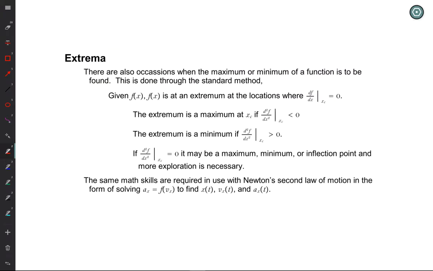Other things that we're going to be doing, some of these sooner, some of them later. Finding extrema, that is, if you have a function f of x, the extrema are the maxima and minima.